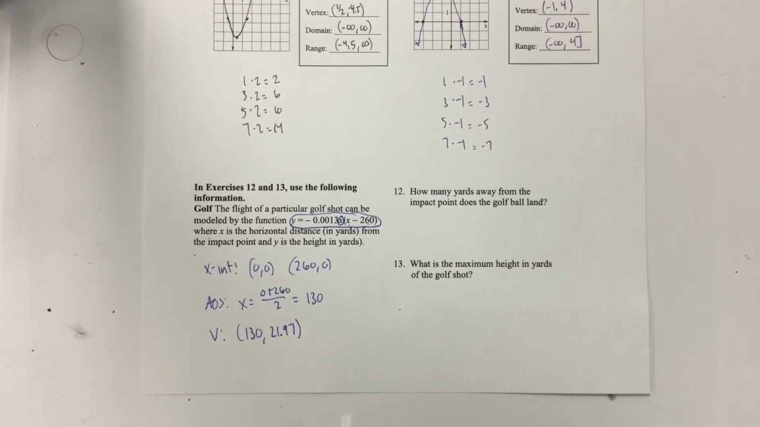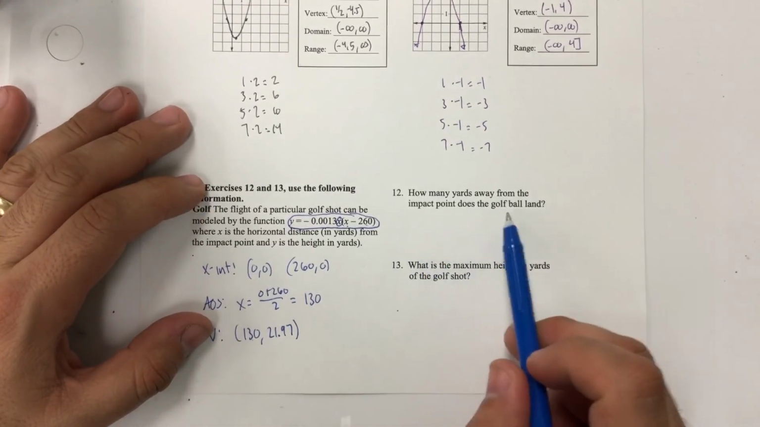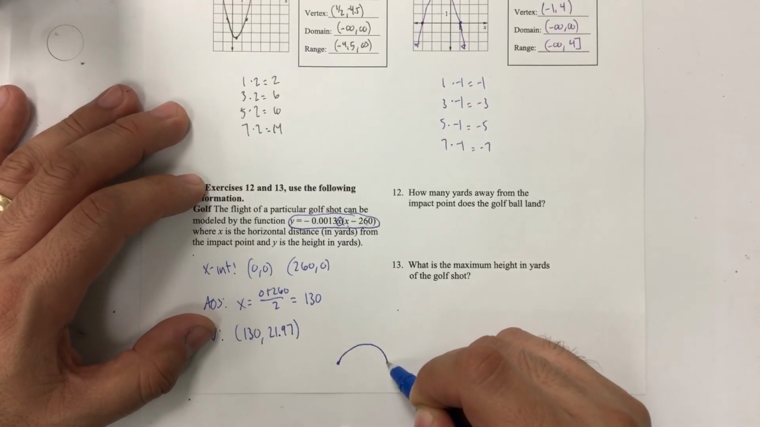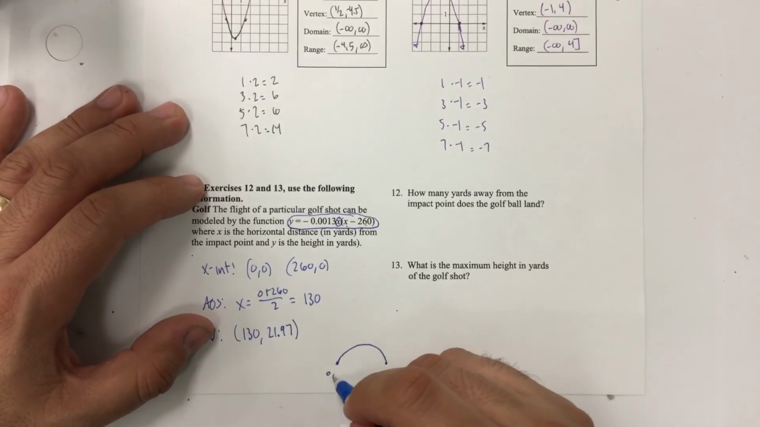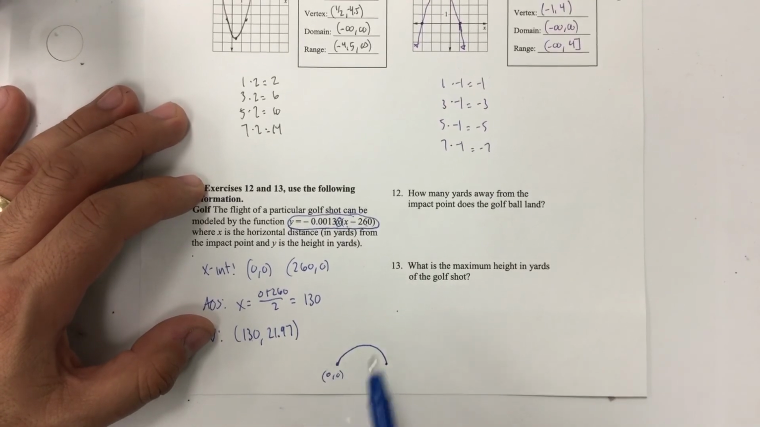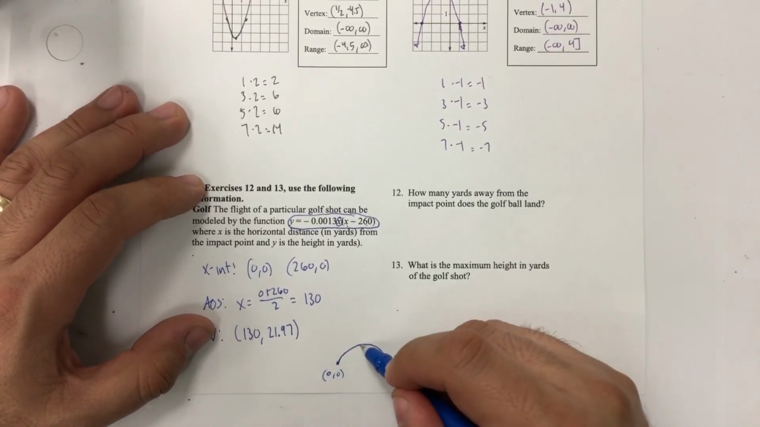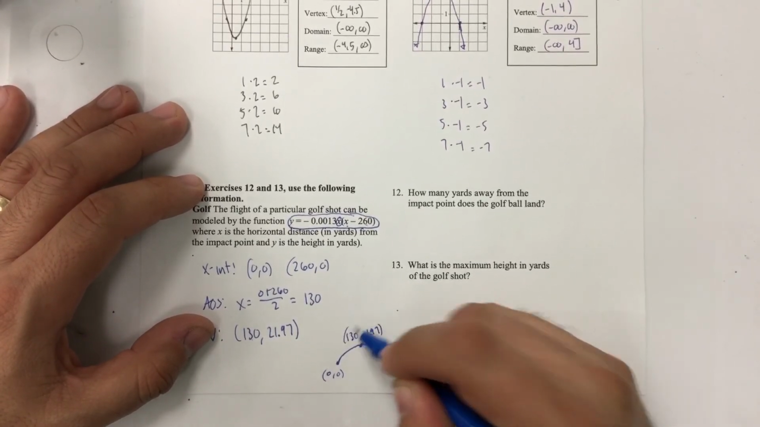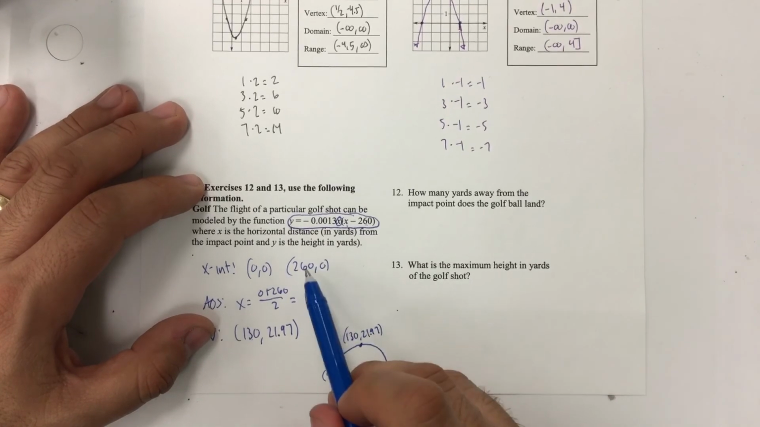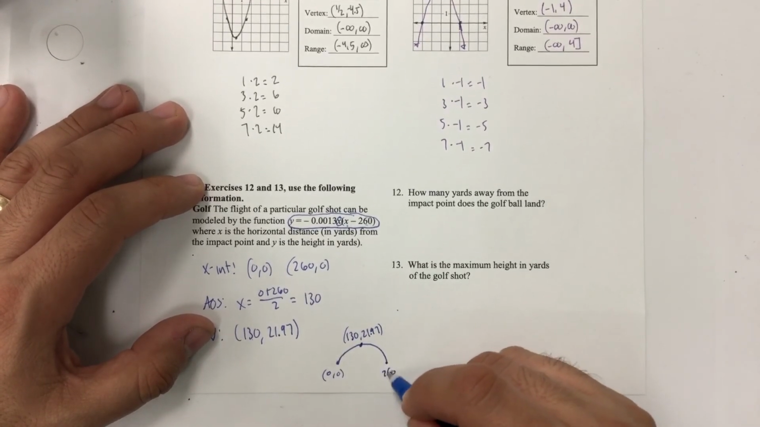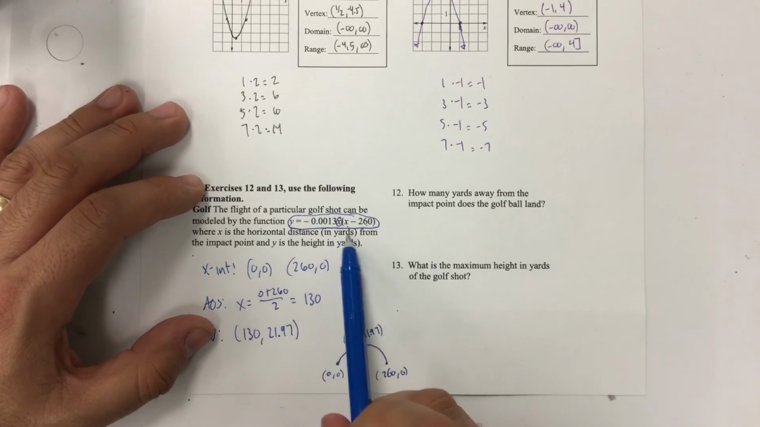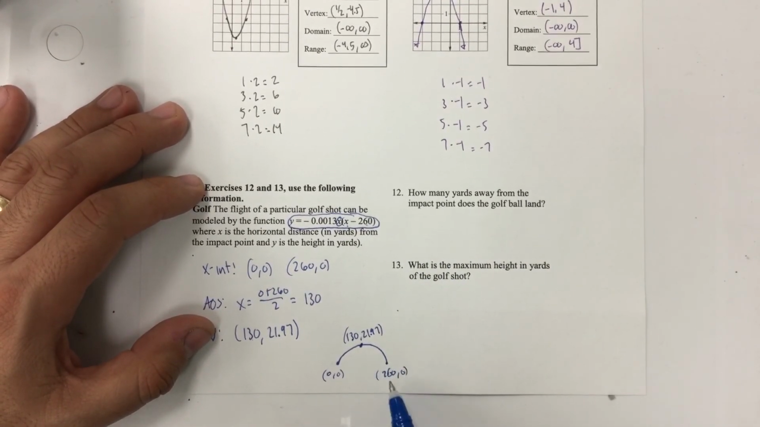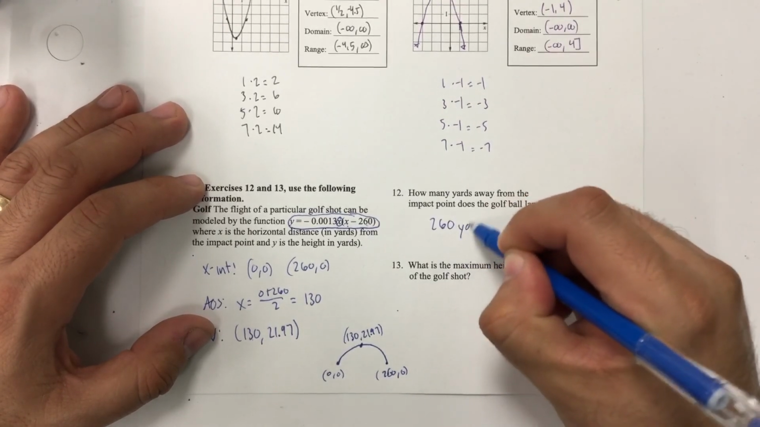All right, so now I have all the information that I need. So the first question asks, how many yards away from the impact point does the golf ball land? Well, if somebody hits a golf ball and it lands over here, our first root is at 0, 0. And the ball travels a path, it hits a maximum vertex at 130, 21.97, and the ball lands at 260, yards. So how many yards away from the impact point does the ball go? So it looks like it's 260 yards.